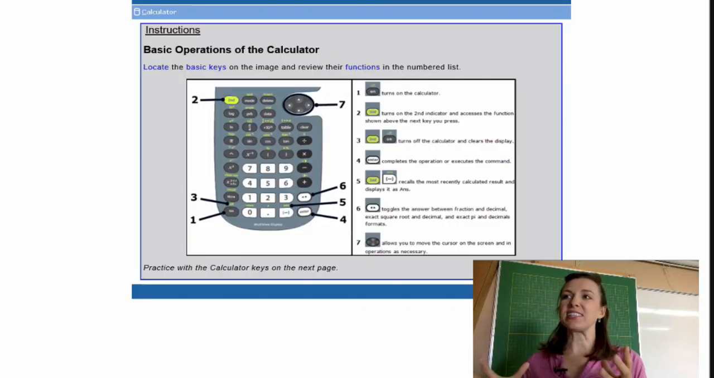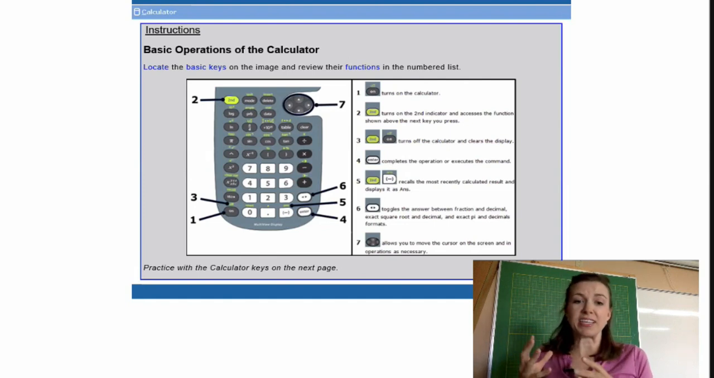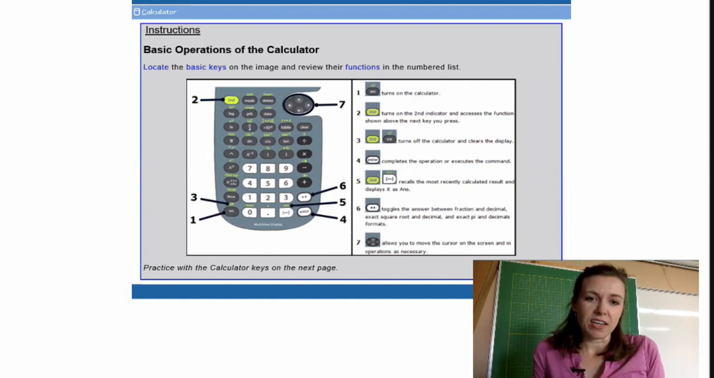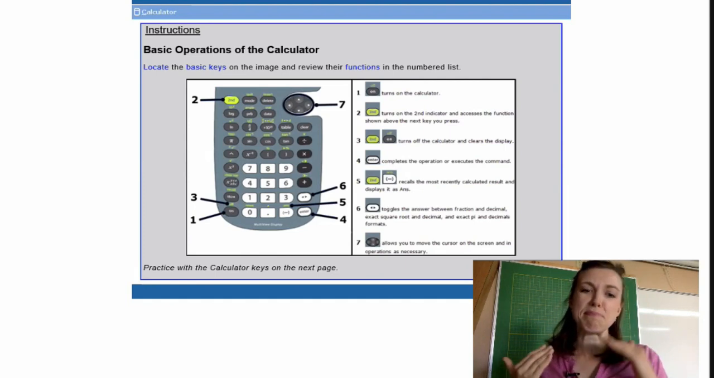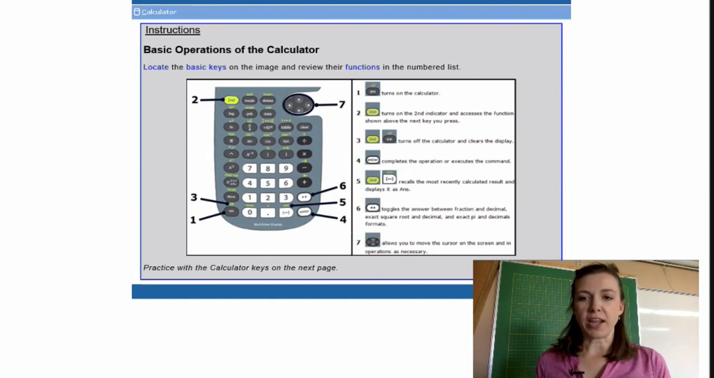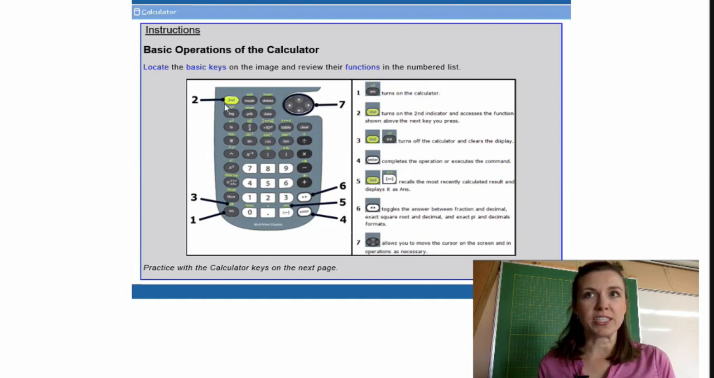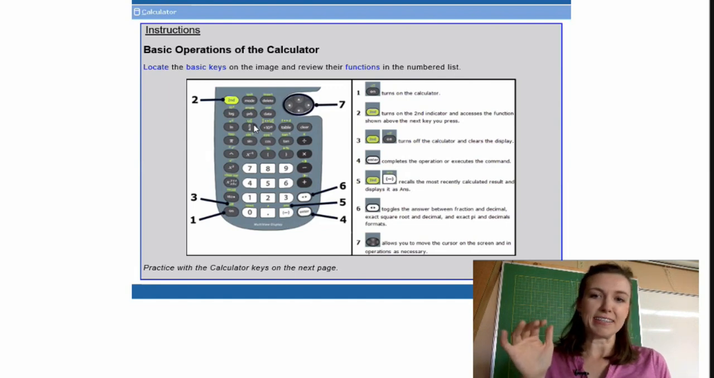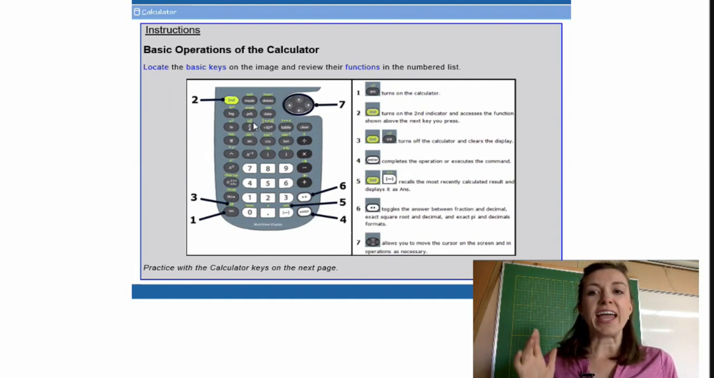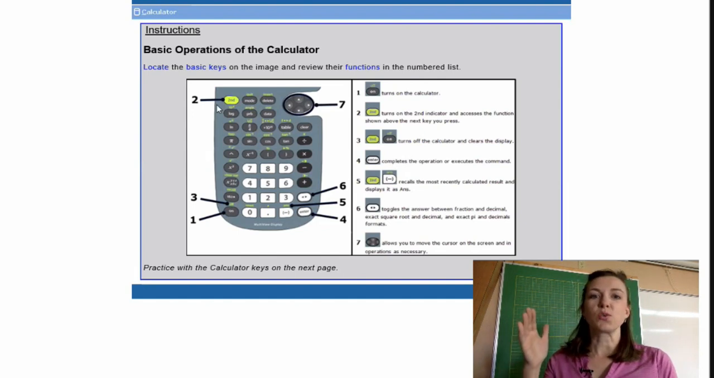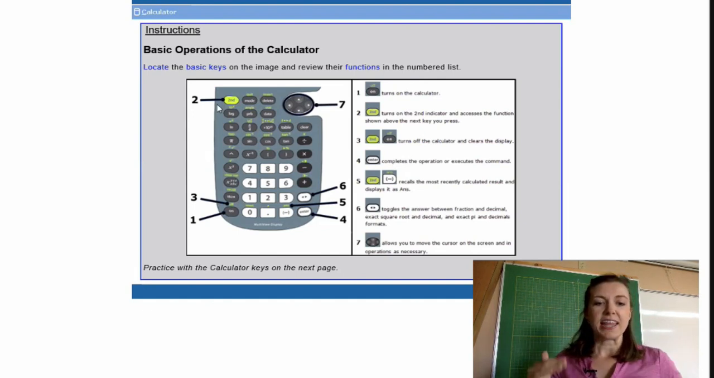Okay, so now let's learn a little bit about the calculator because there are some things that if you've never experienced a calculator like this, you might just need to know. Okay, so right here we have the on button. The two here is the second, and that's really important because if you look really closely, you can see how parts of the calculator are in like a yellow or a green, and if you hit this two or this second, it's going to help you be able to access the next part.